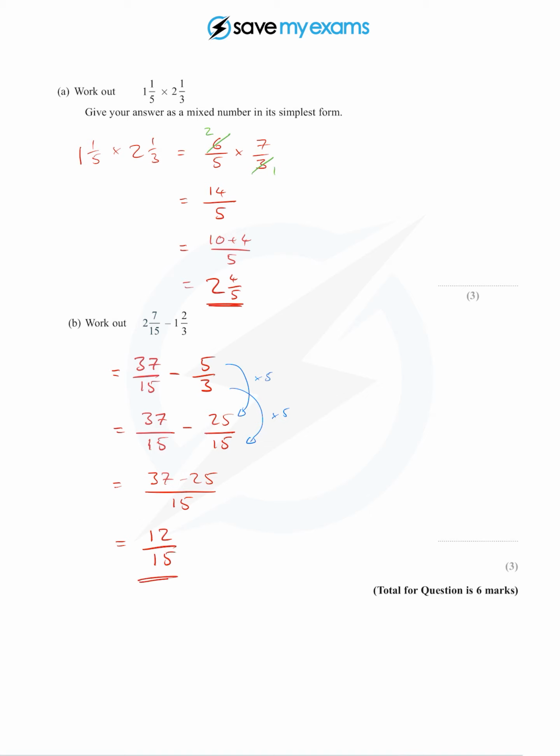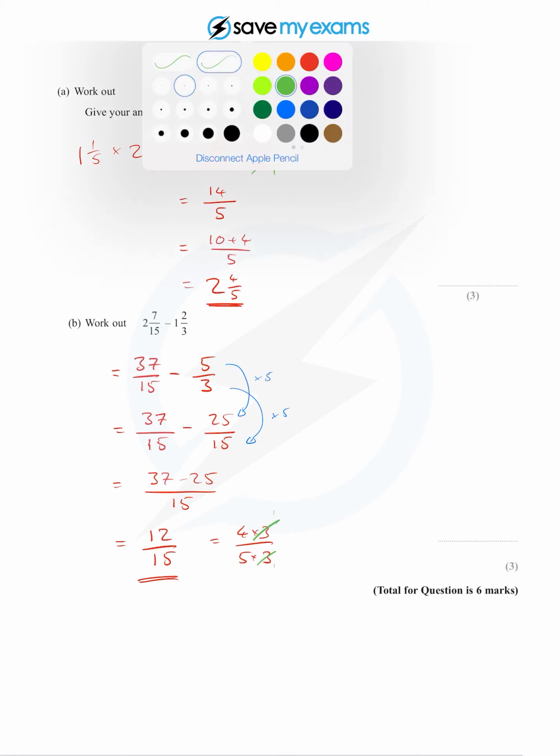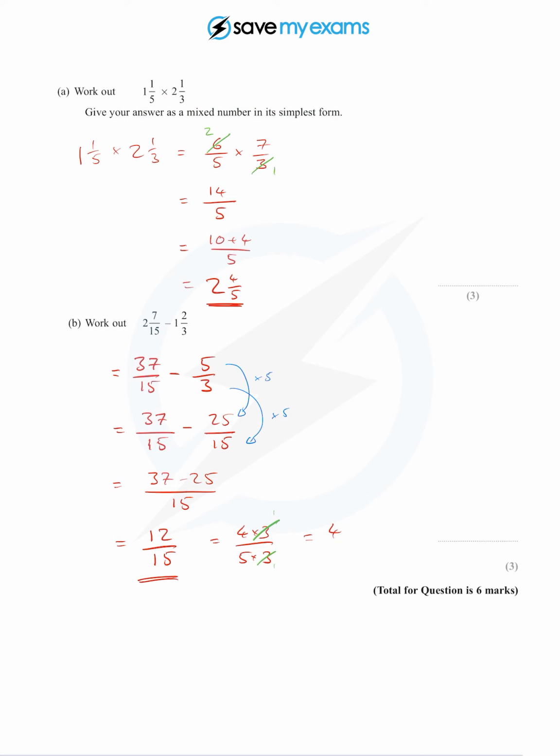12/15. Now actually, although it doesn't ask me to, I probably ought to cancel that down, and I can see that 12 is 4 times 3, and 15 is 5 times 3, and with the green cancelling pen in hand again, the 3s cancel, 1 and 1 if you like, and that gives me 4/5. But because it didn't ask you to simplify it, they will accept 12/15.